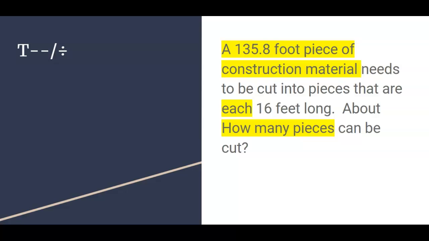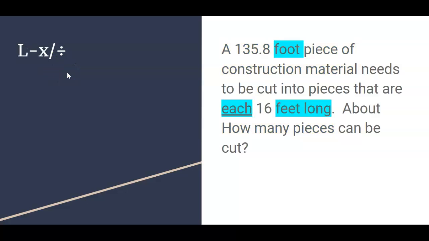If I'm first thinking about my total, I'm looking for information that tells me whether I know my total or whether I need to find it. Well, the question is starting out by specifically saying I have a 135 and 8/10 foot piece of construction material. It's then saying that I need to cut that into pieces. And it's telling me that each piece is going to be the same length. So all of those things tell me that this is a problem where I know my total. If I know my total, I subtract or divide.